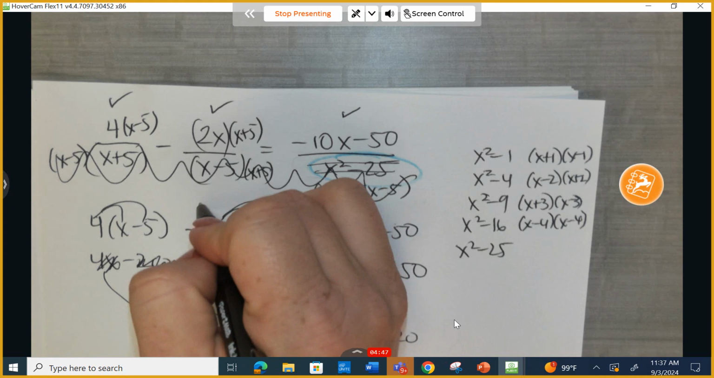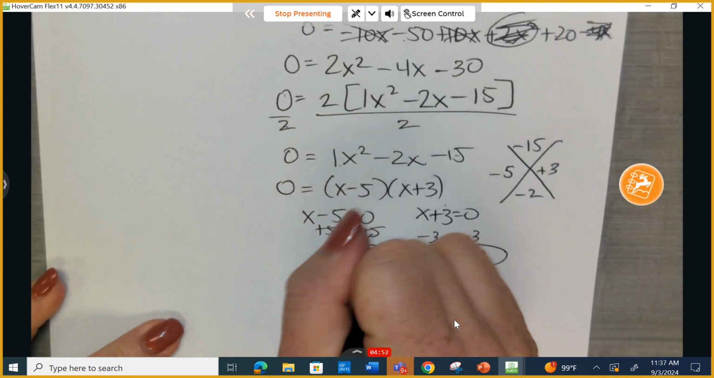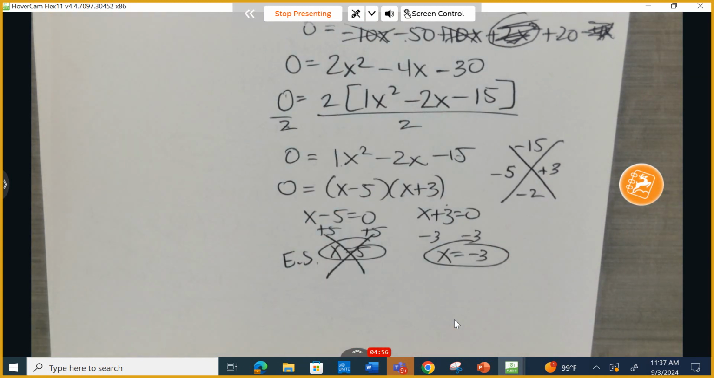If I plug in 5 to this original problem, 5 minus 5 is 0. You cannot have that. So I come down here, I cross it out. This is an extraneous solution. That means I did all of the algebra right. Okay, then we're going to check negative 3.